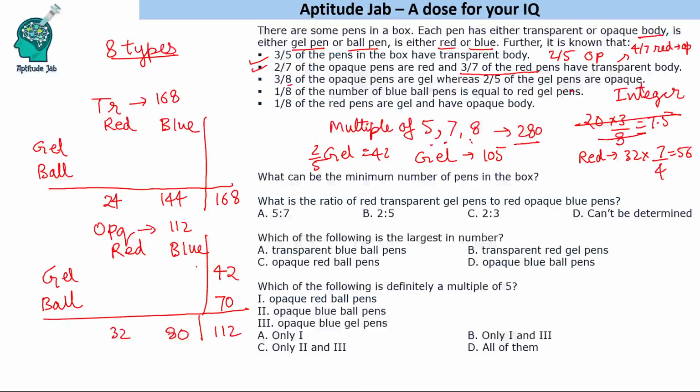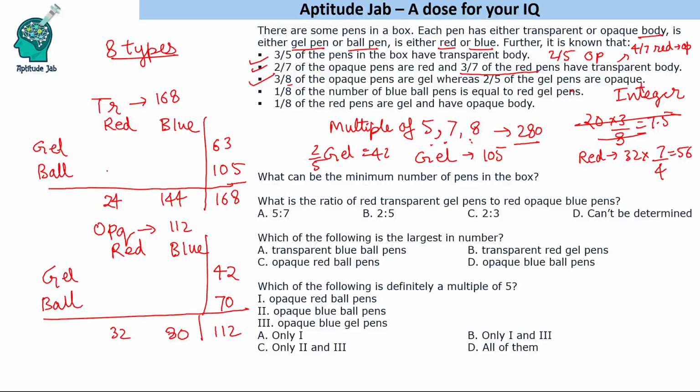So this is how we are figuring out the numbers. If this is 42, this will be 63, and the total is 168, so subtracting we get 105. So these are the totals we have got thus far. Now we need to find the individual values. Now 1/8 of the number of blue pens is equal to red gel pens.